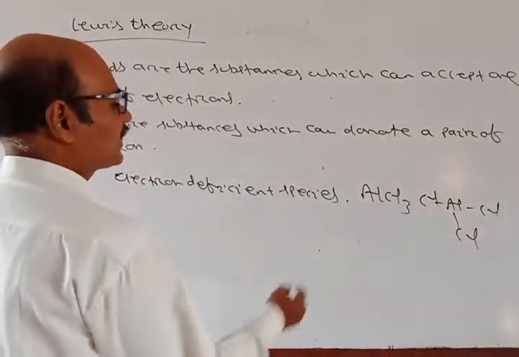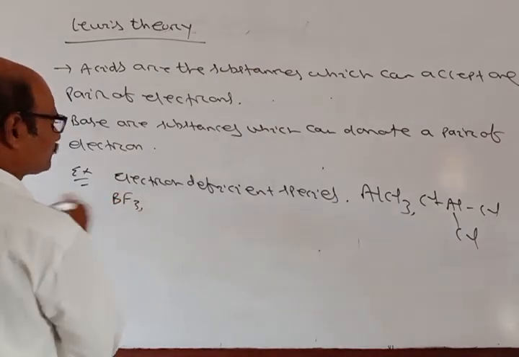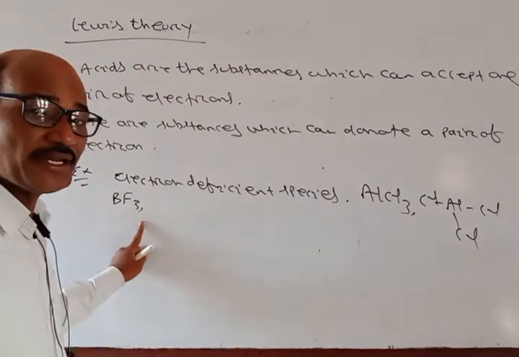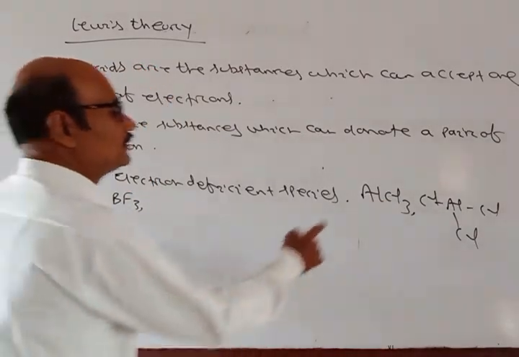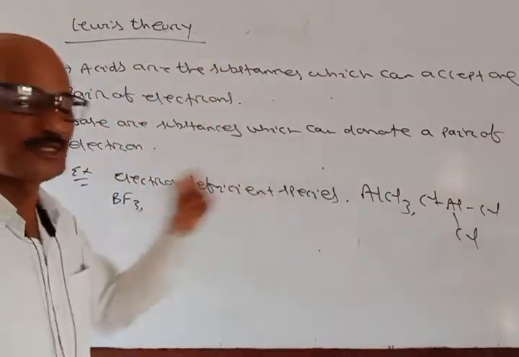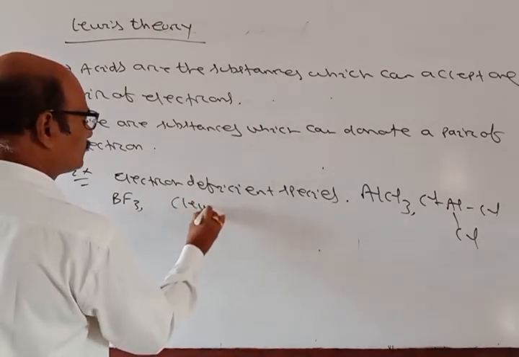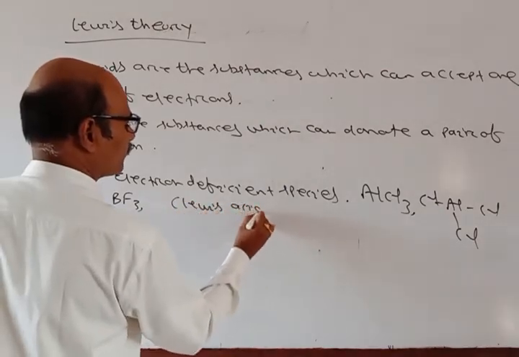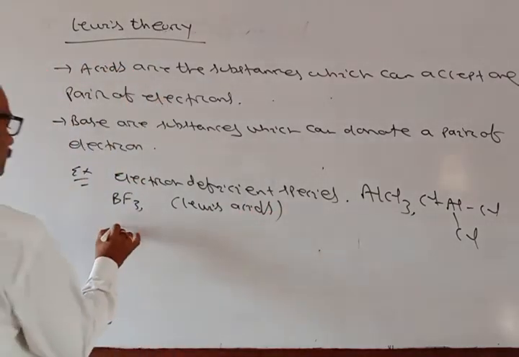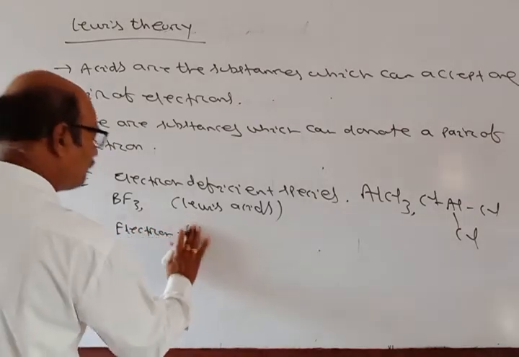Similarly, I can take the example of BF3. So AlCl3, BF3, like electron deficient species are acidic in nature. You can say Lewis acids, electron deficient species.